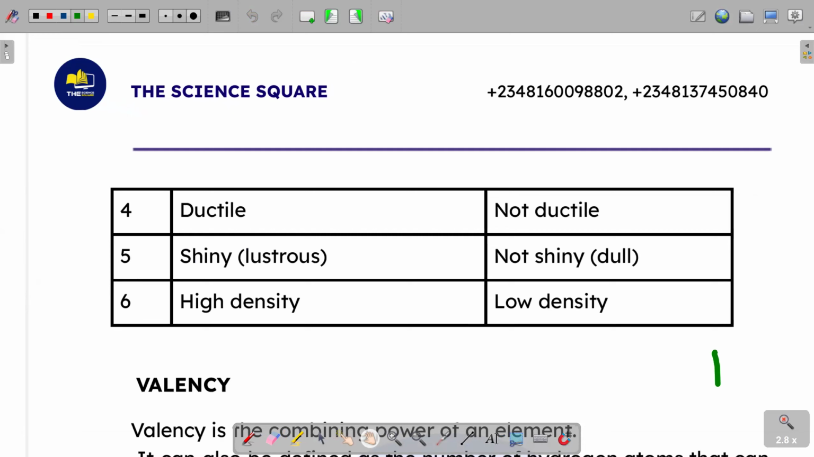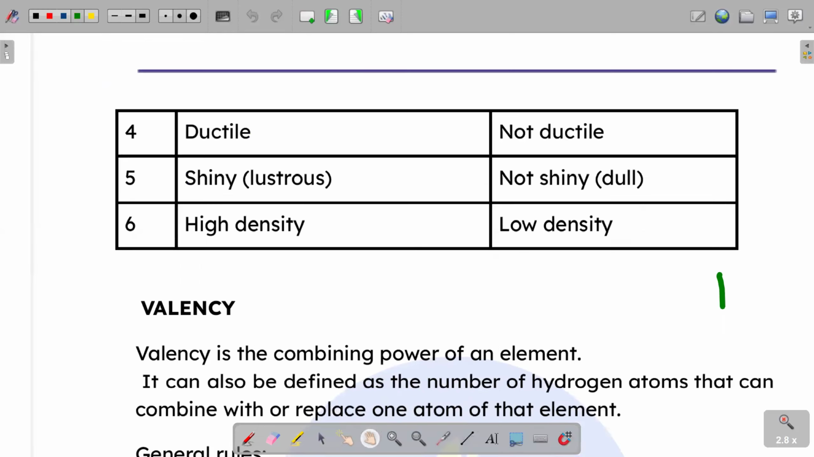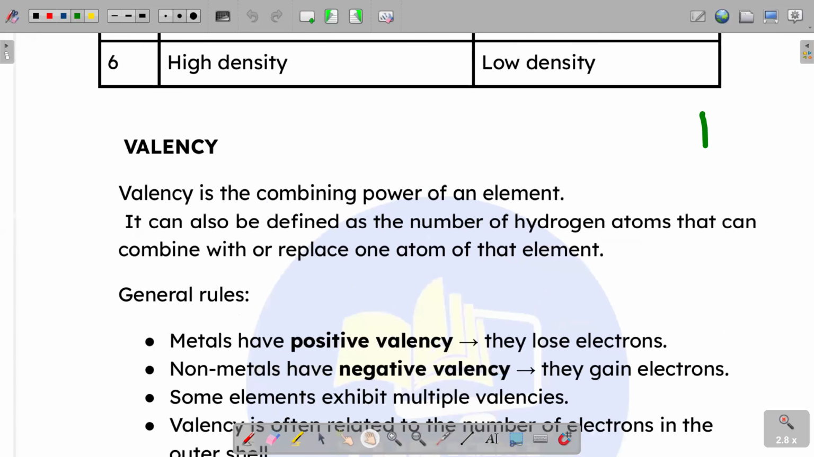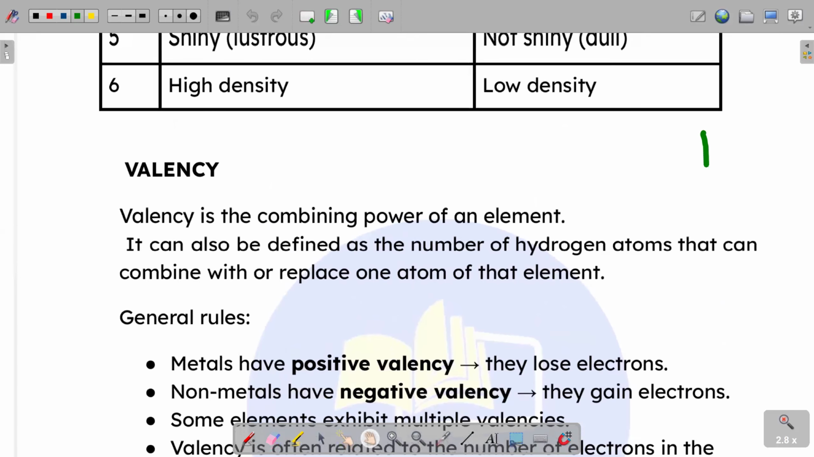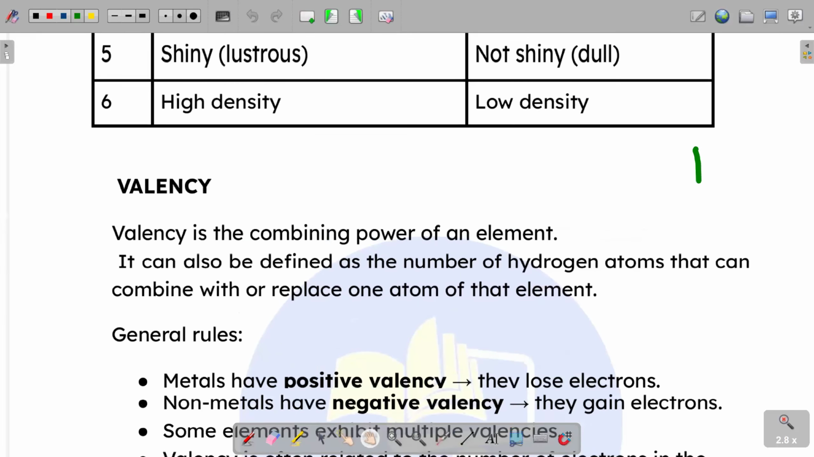Also, metals have a lustrous property, that is, a shining property. They tend to have this shining characteristic, unlike non-metals, which are generally dull. Also, generally speaking, metals have high density, and non-metals generally have low densities. So these are some of the properties of metals and non-metals.